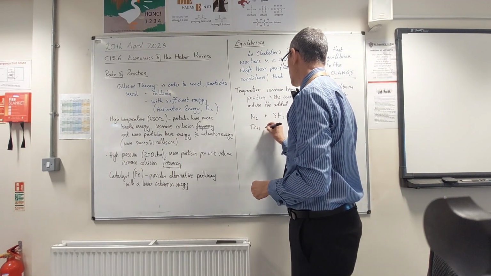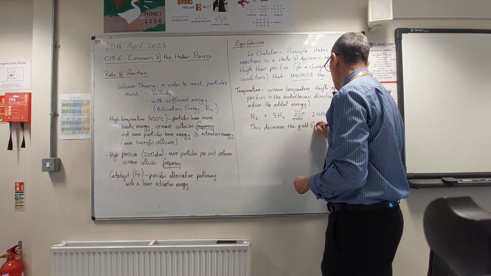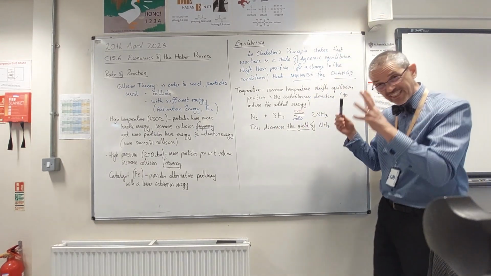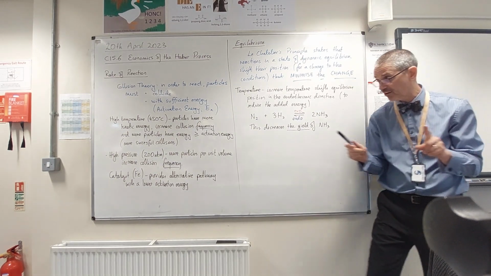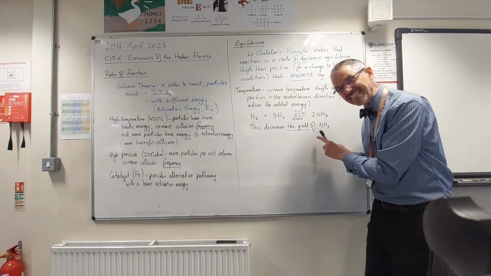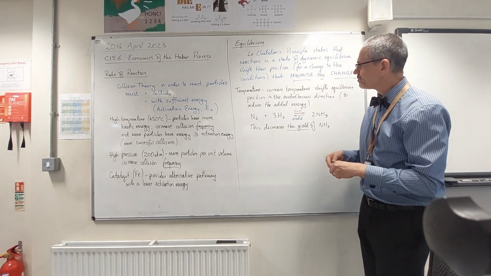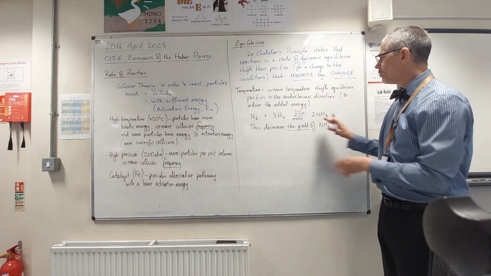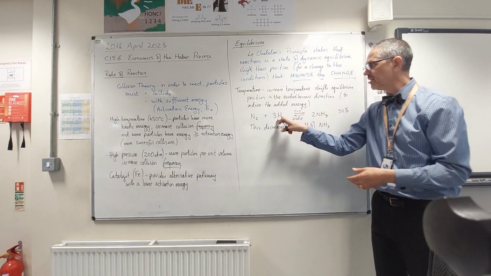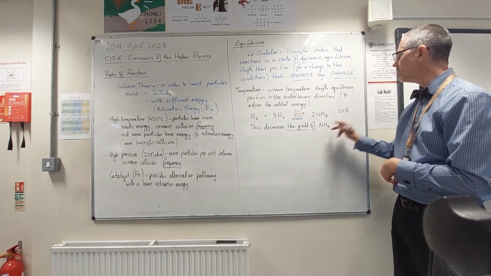So this will decrease the yield of ammonia. Now we're talking about yield now, not rate. Increasing temperature always increases rate, but in this case, increasing temperature decreases yield. What do I mean by yield? Well, let's imagine that I've got this reaction running and 50% of my mixture is ammonia and 50% is nitrogen and hydrogen. If I increase the temperature, that yield will go down.